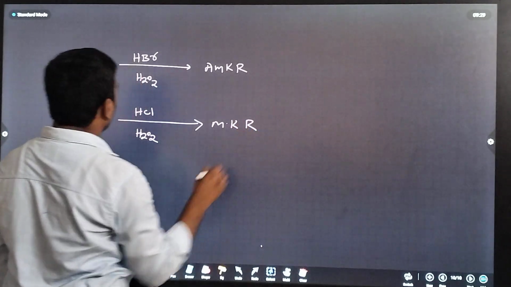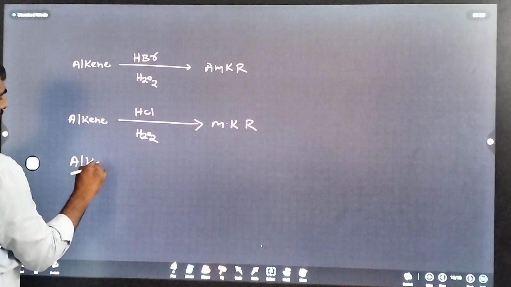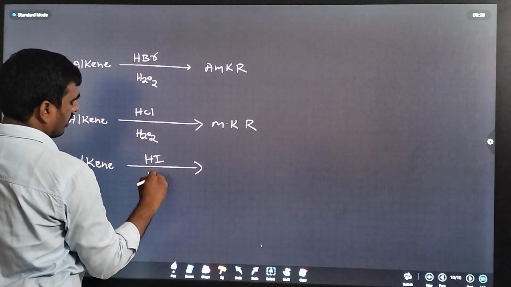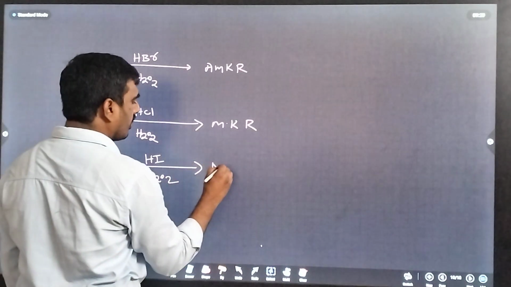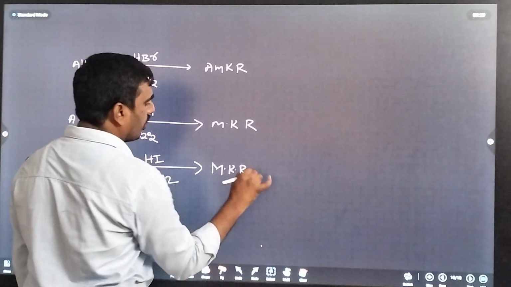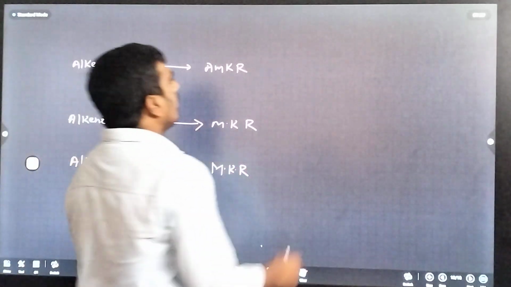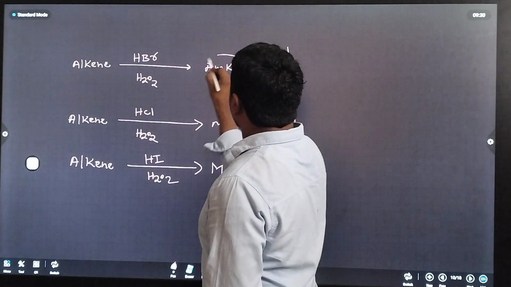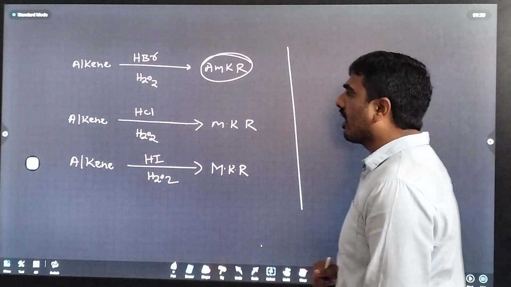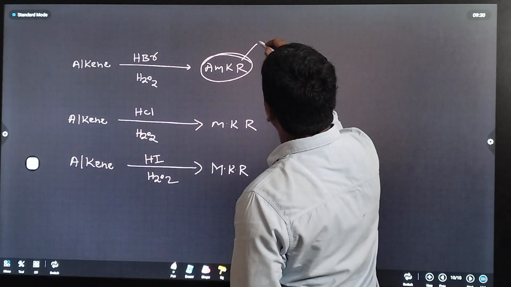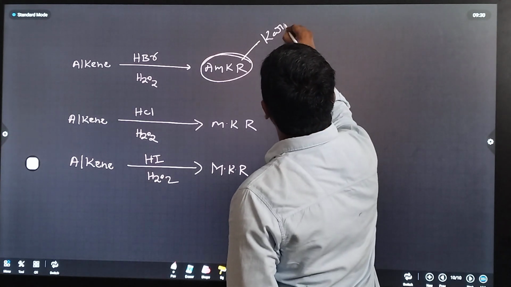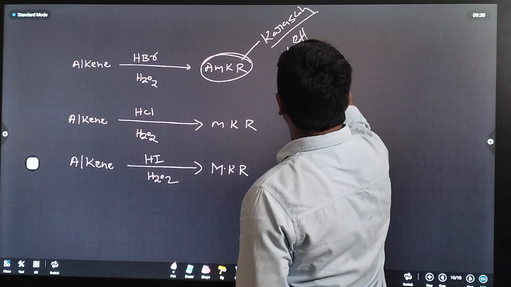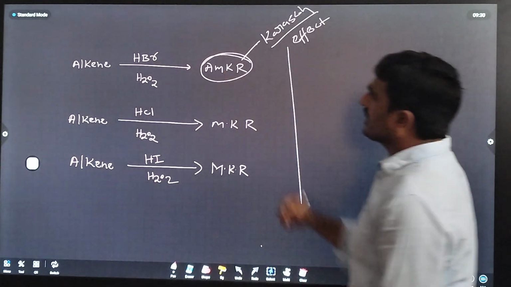So here the MK rule. Next, alkene with H2O2 also follows the Markovnikov rule. So now I'm discussing the Markovnikov and anti-Markovnikov rules. The anti-Markovnikov rule is also called the Karash effect. So what is the anti-Markovnikov rule?